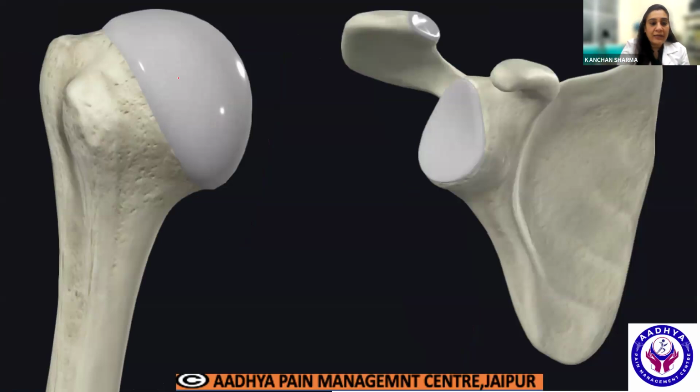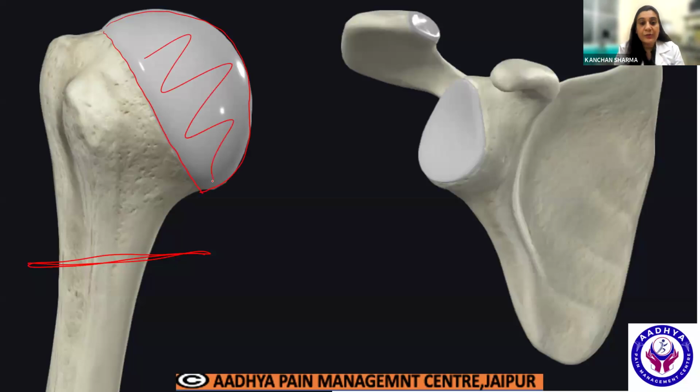So when you look at the proximal end of the humerus, okay? What you are seeing here is something which is rounded. So this is the head of the humerus, right? Now, if you see, the head is covered by something here, right? So this is your hyaline cartilage. And this is your anatomical neck.